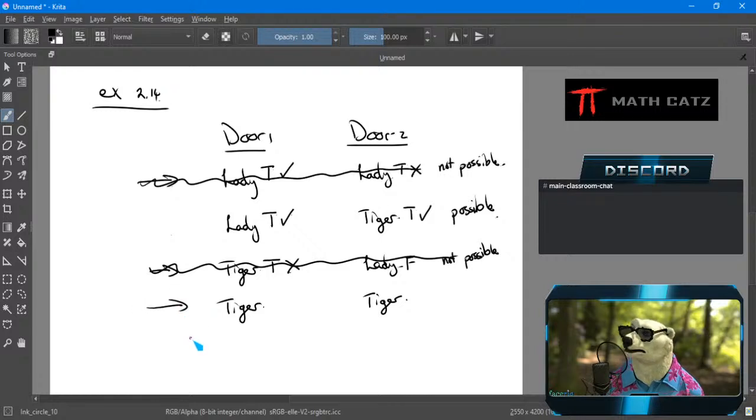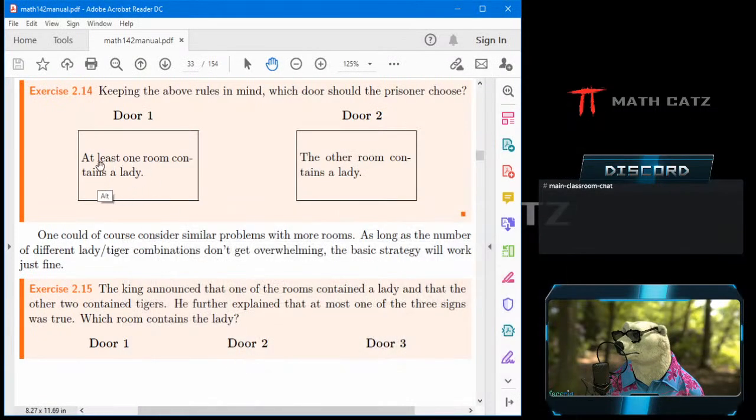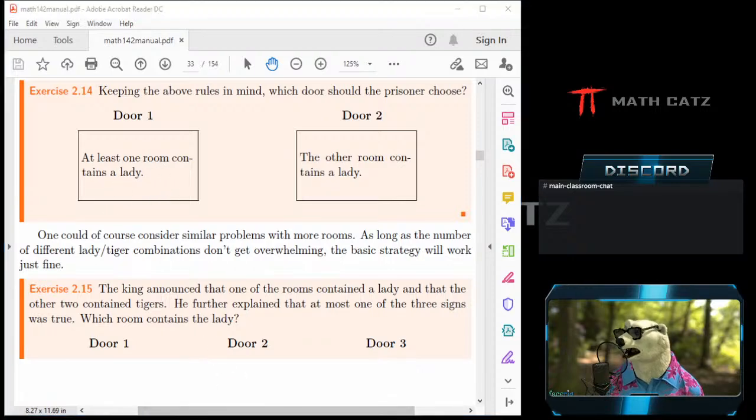I don't think we found Tiger Tiger as the answer. We found Lady Lady. Maybe somewhere there's two tigers and the prisoner has no chance. Let's just see this one. Tiger Tiger. Door 1 says, at least one room contains a lady.